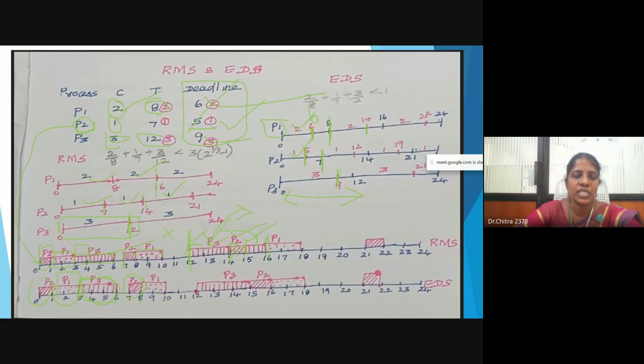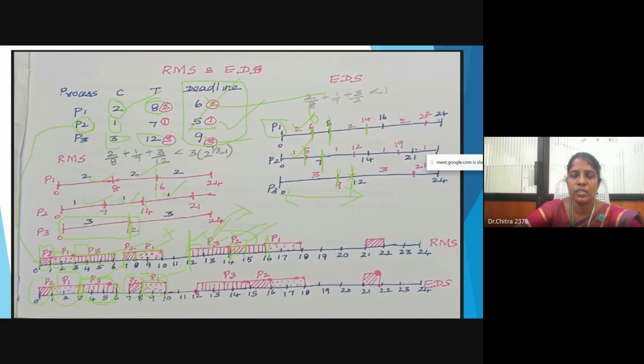P1 is executed. For P1, 2 clock cycles are required and that is executed. And already we have executed P3, and P3 can begin after 12. So no need to execute P3 again. So P1 is executed 2 times, P2 is executed. And now go to the 12th clock cycle.